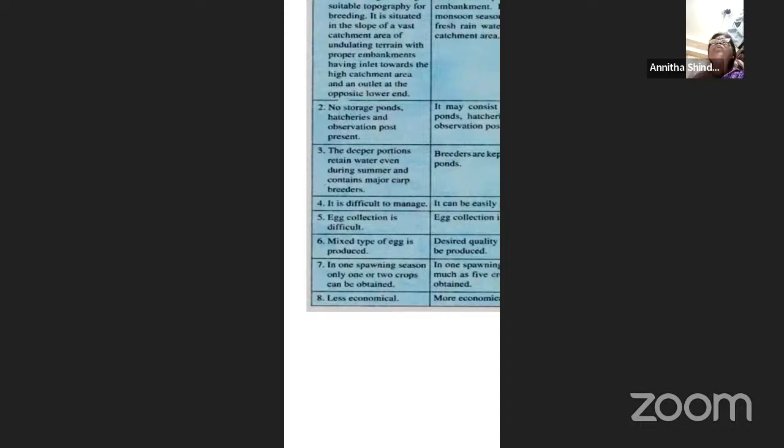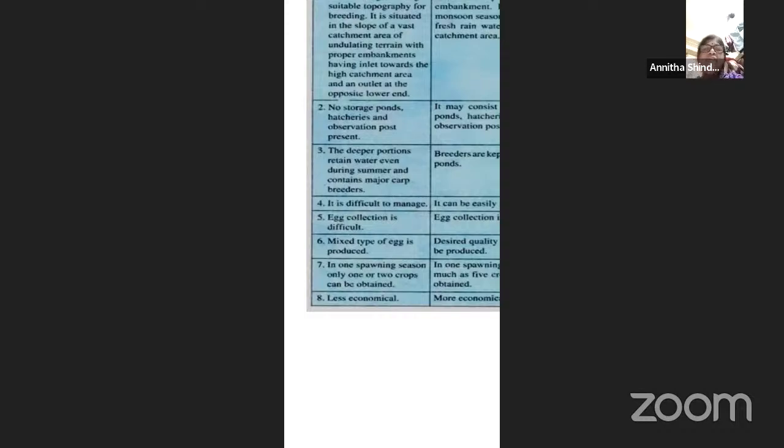I told you, because here mixed type of eggs are produced, because so many fish seeds may be coming. That fish seed may be of different species. It may be of katla, it may be of rohu, or it may be of anyone. So here you get a number of fishes of different varieties.